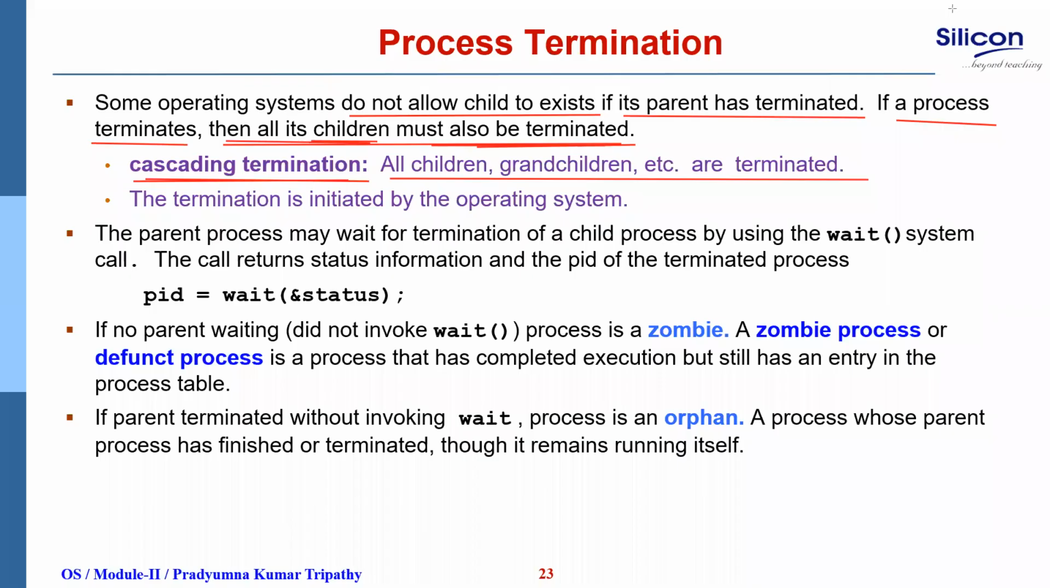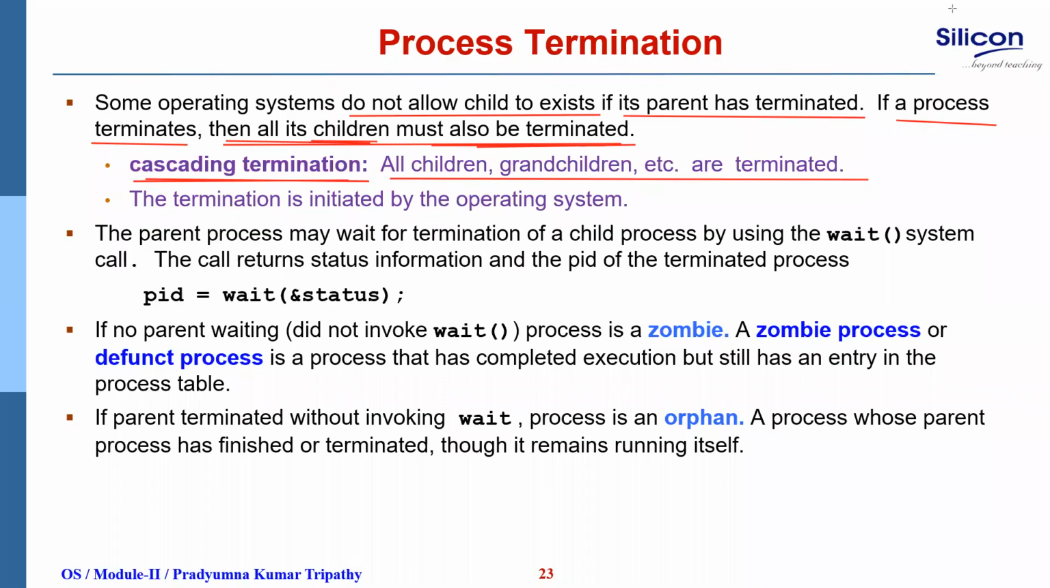See, it says that when a process is terminated, along with that process, all its child processes, grandchildren, everything will be terminated. So I am saying that this process of cascaded termination is sometimes costly for the operating system. Why is it costly?